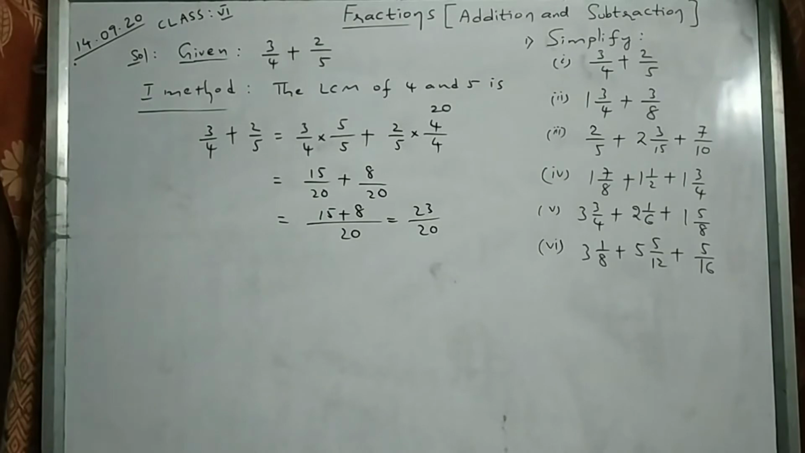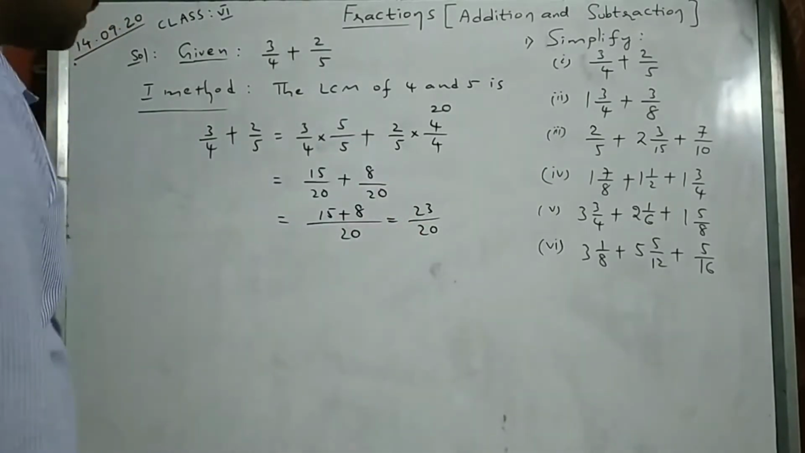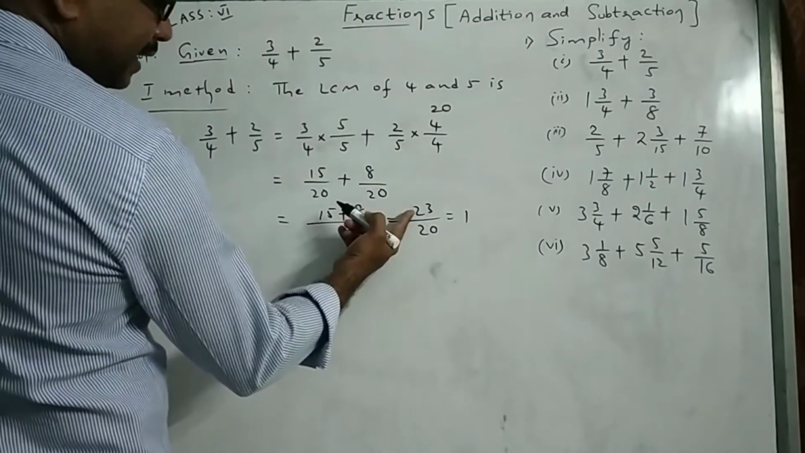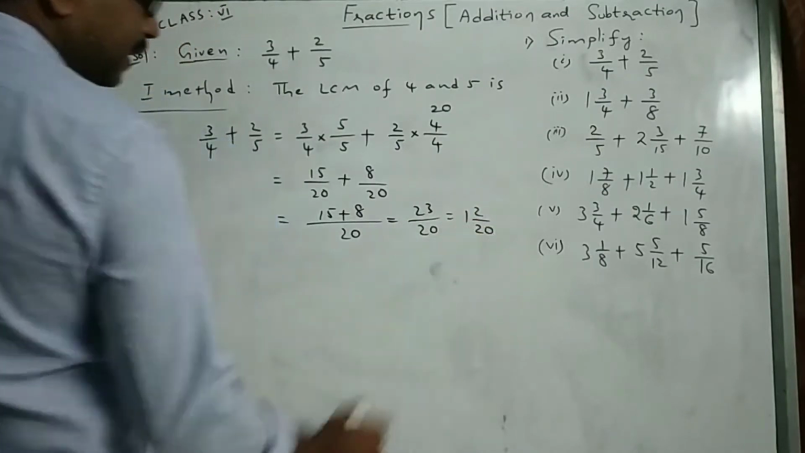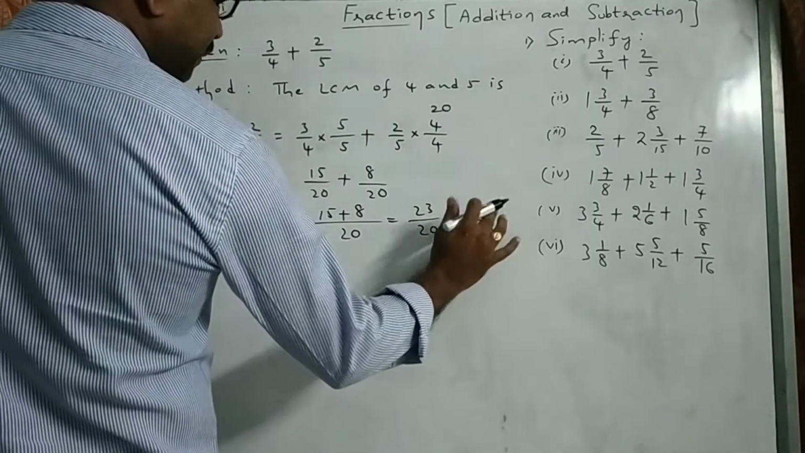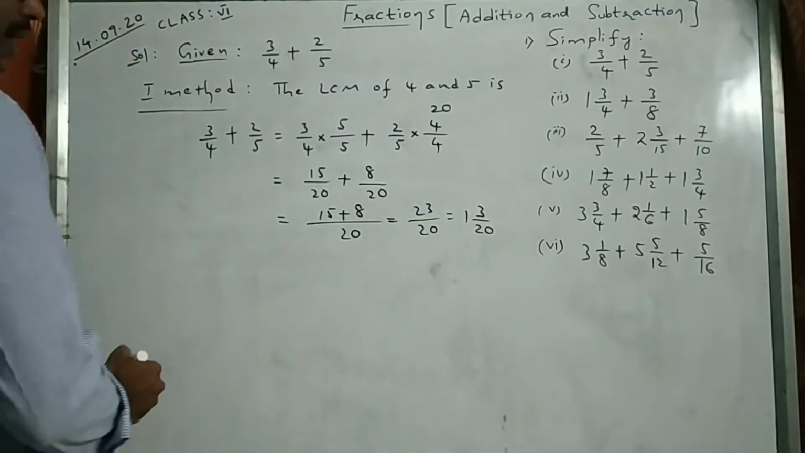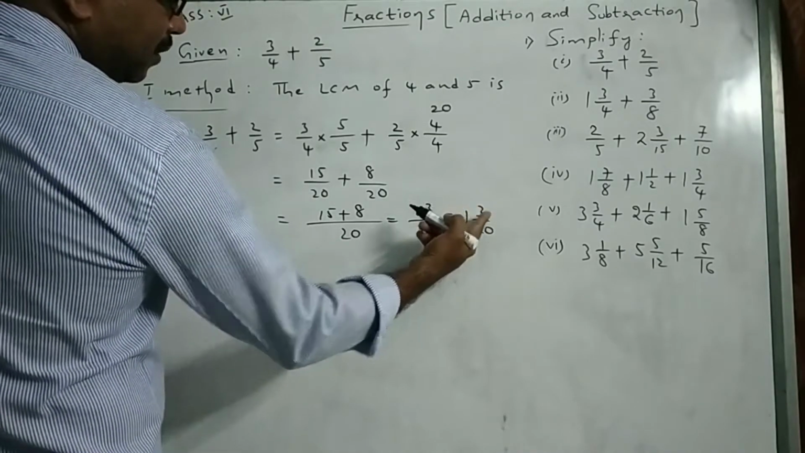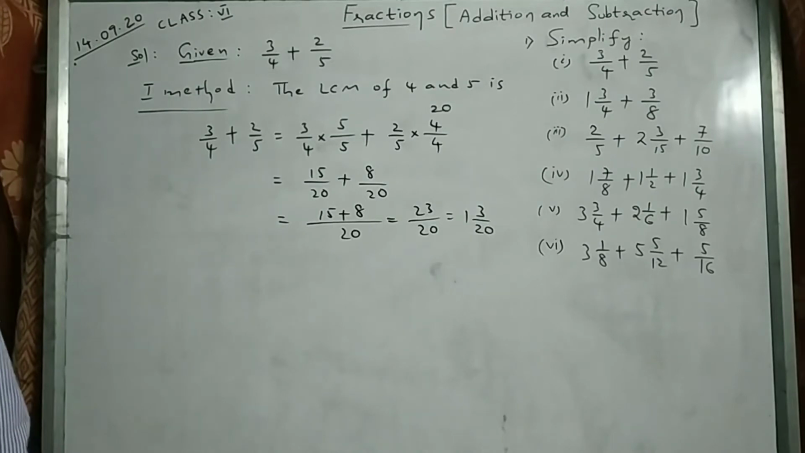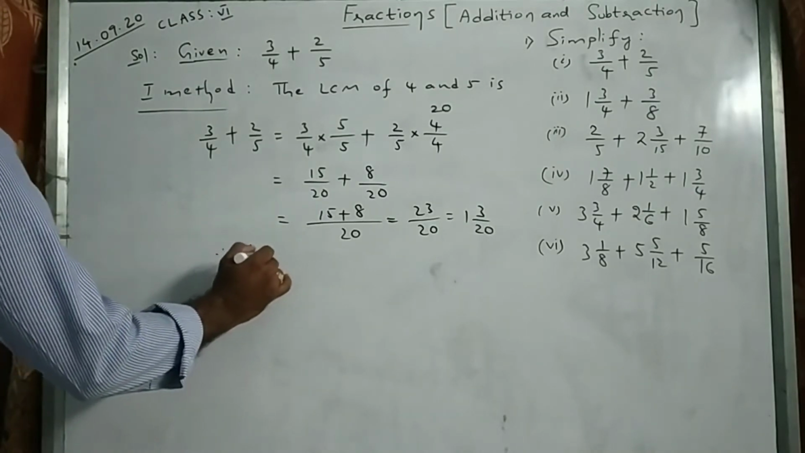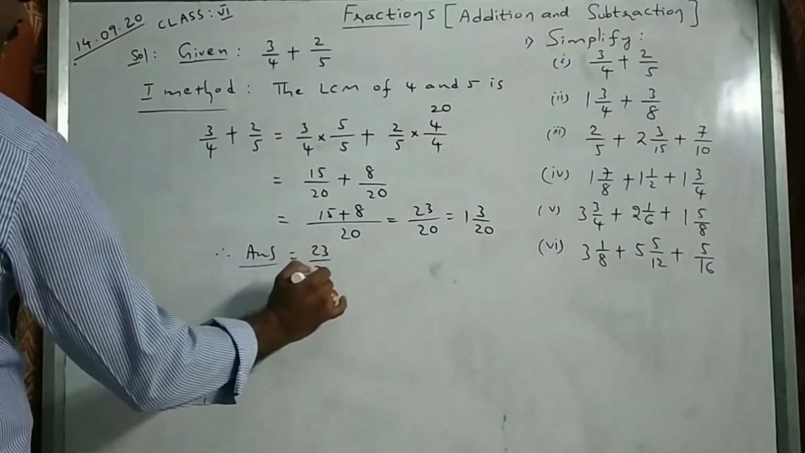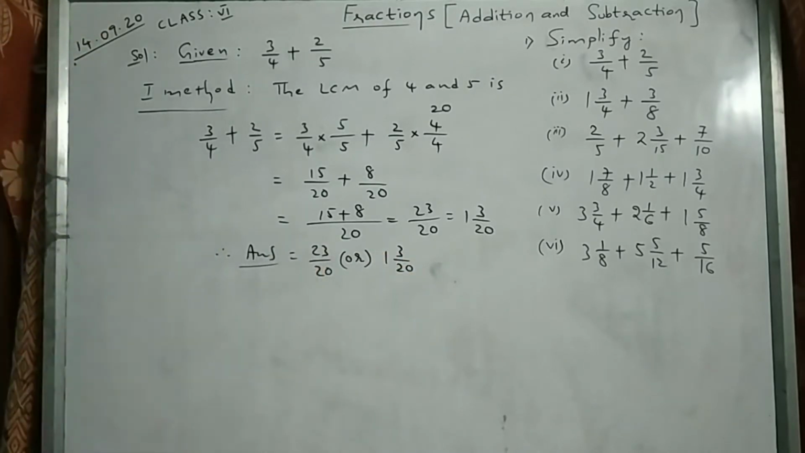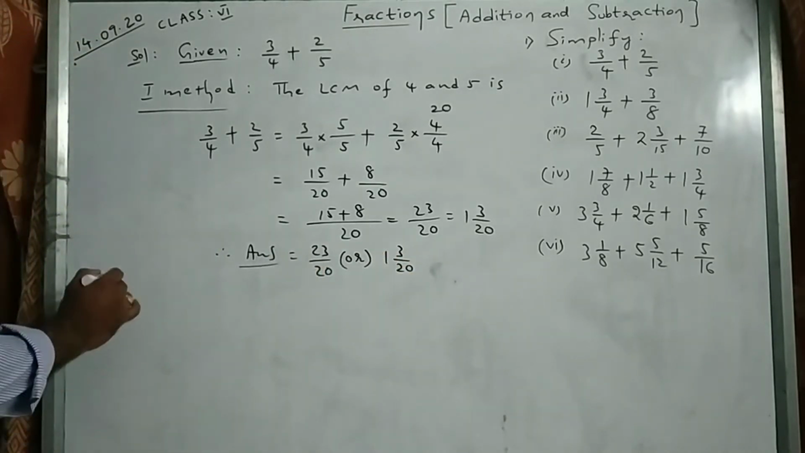Right? 23 upon 20. You can change into mixed fraction also if you want. Because 20 ones are 20. How much remaining here? 2 will remain upon 20. Sorry. 3 will remain, no? 20 ones are 20. 3 will remain by 20. 20 ones are 20 plus 3. 23 by 20. Mixed fraction also we can take. So, what is the answer here? Either 23 by 20 or you can change into mixed fraction. It is improper fraction. You can change into mixed also.